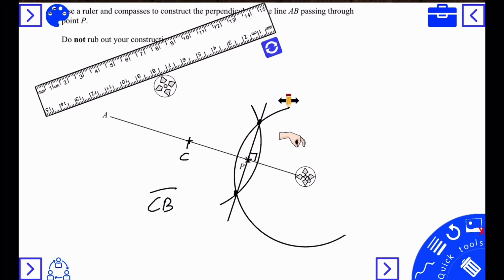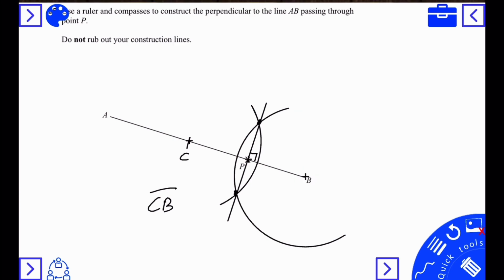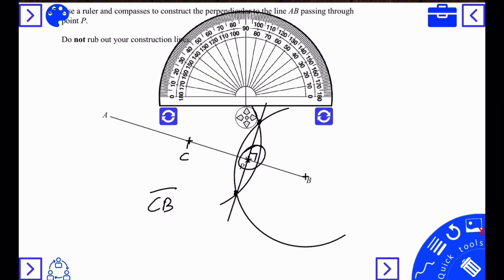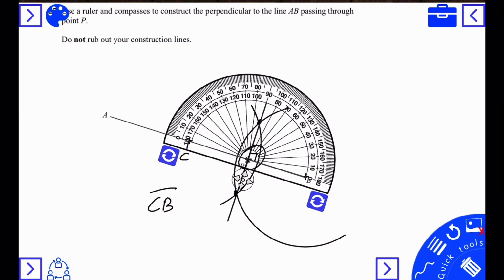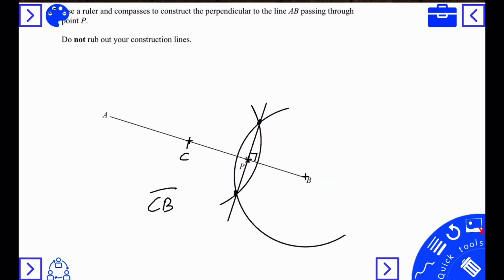I'll remove the compass and the ruler now. Now we have done our perpendicular to the line AB passing through the point P. The angle over here is 90 degrees. I'll show you the proof by using a protractor. As you can see, the line extends clearly to the 90-degree mark right there. And that's how we construct a 90-degree perpendicular to a certain line passing through a point on the line.